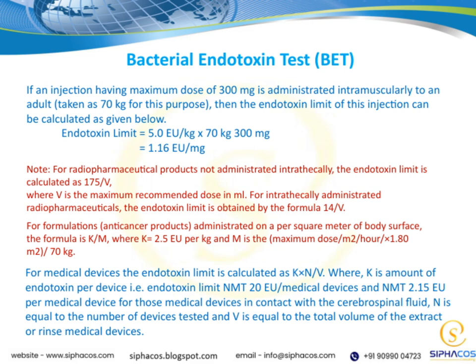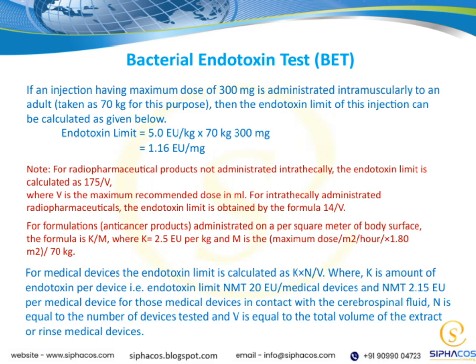The endotoxin limit is determined by dividing K, which is 2.5 EU per kilogram, by M. M is calculated based on the maximum dose per square meter per hour, adjusted for a standard body surface area of 1.8 square meters and a body weight of 70 kilograms.